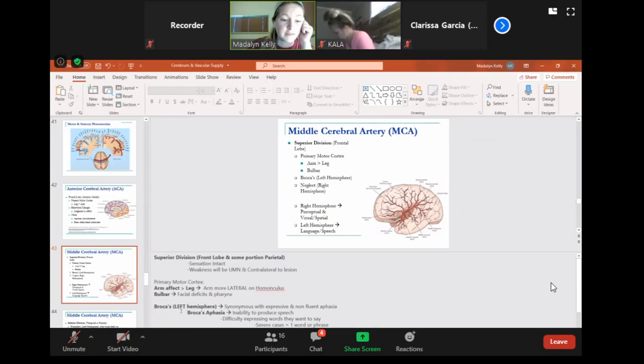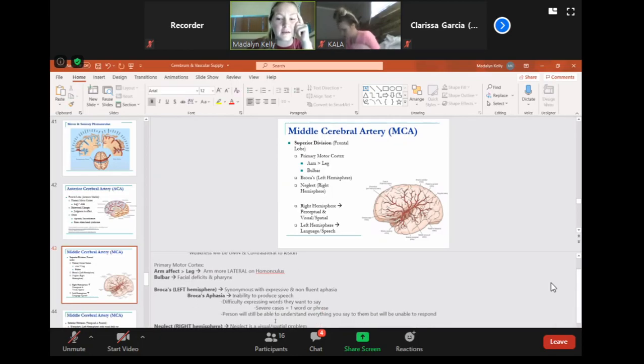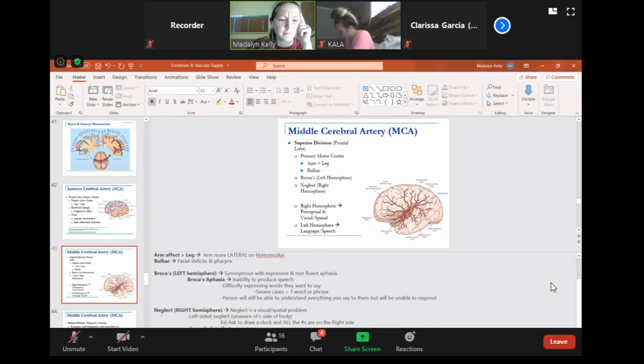Broca's, left hemisphere. You're going to have Broca's aphasia, inability to produce speech. Like I said, the person will still be able to understand you, but they can't express what they're trying to say. But if it's on the right side, it's not going to be Broca's, because Broca's and Wernicke's are only on the left hemisphere. So you're going to have neglect, neglect with visual spatial problems.